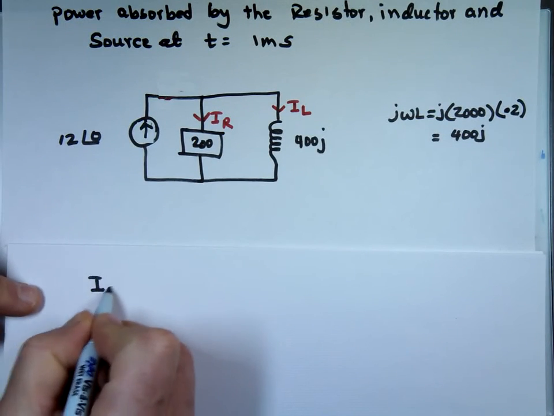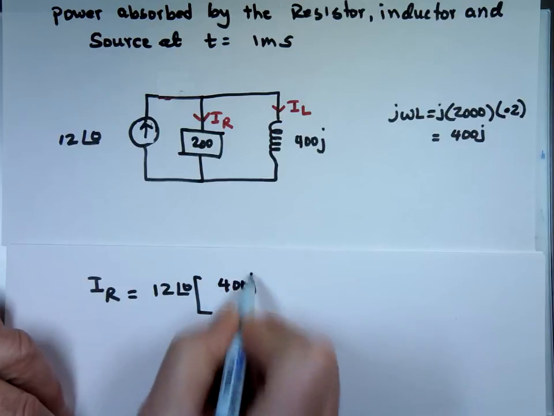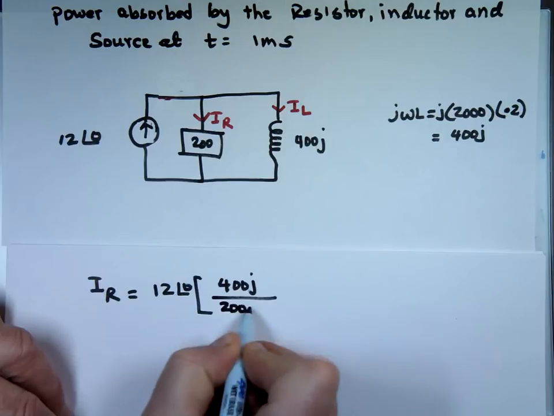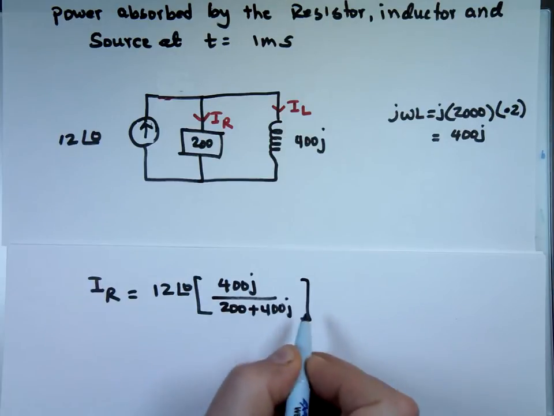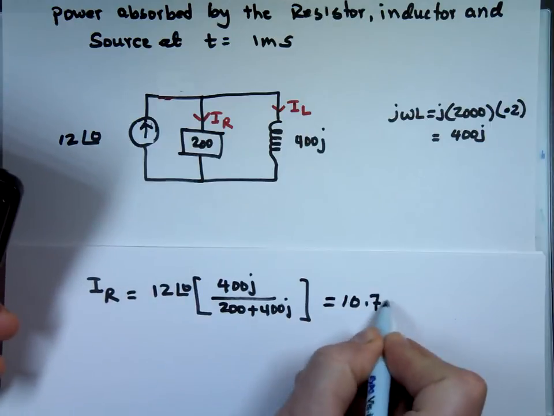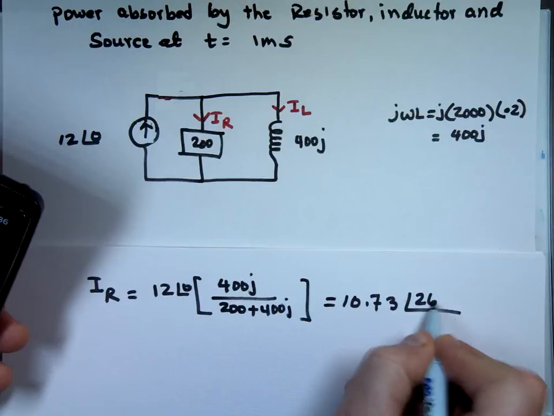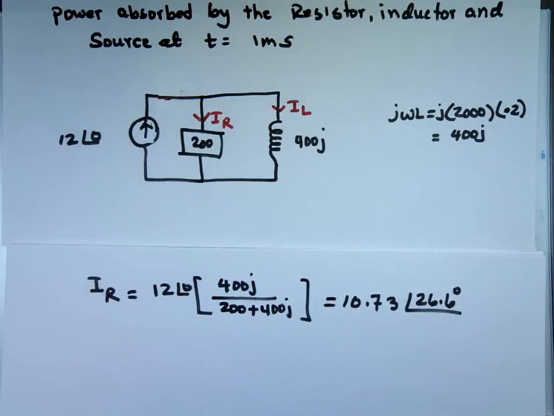I sub R equals the source current, which is 12 angle 0, times the 400 J over the sum of them, 2 plus 400 J. Times 0 comma 400 divided by 200 comma 400, and according to my calculator that's 10.73 angle, what, 26.6 roughly. See if you get that.